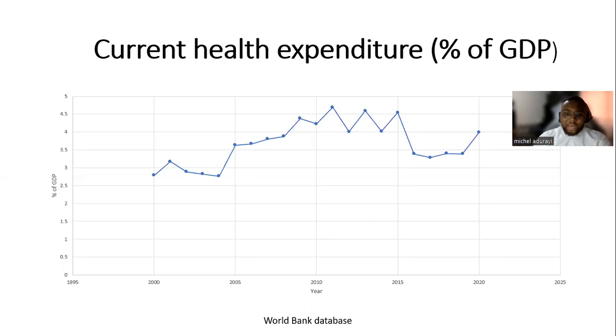Currently, the latest figure we have from the World Bank is a 2020 figure, and that is around 4% of our GDP dedicated to current health expenditure, which is quite appalling for a developing nation like Ghana.